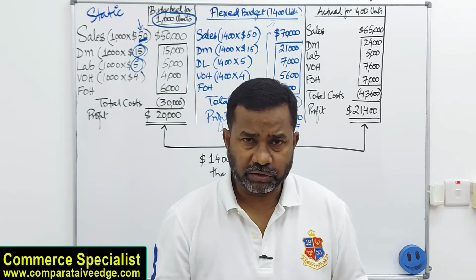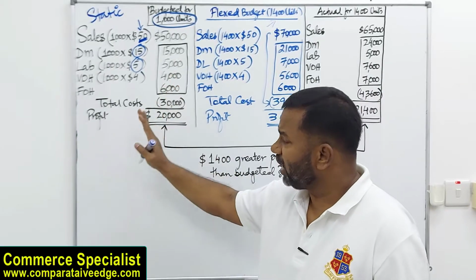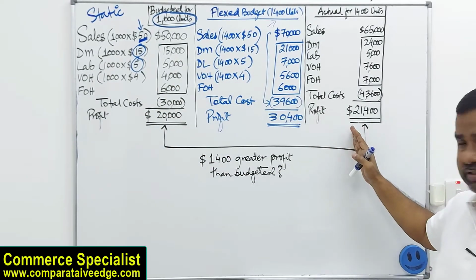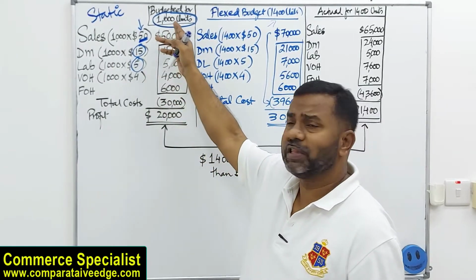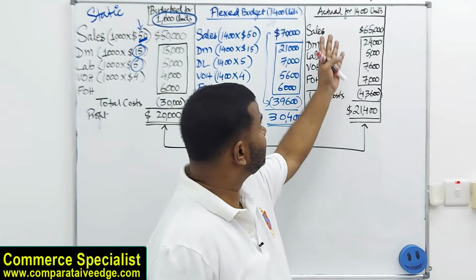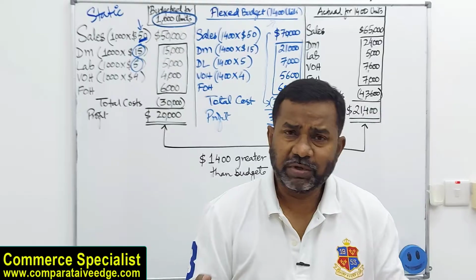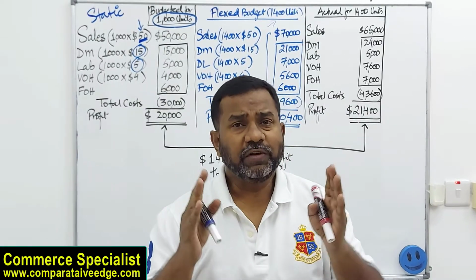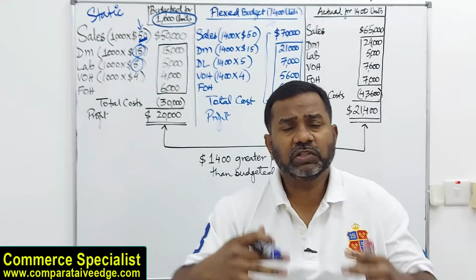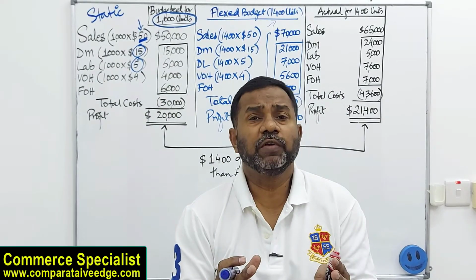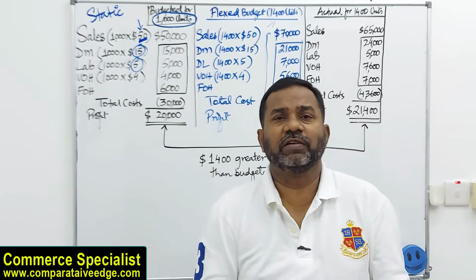Now, concluding the discussion, we are not supposed to compare the static budget with the actual results. Why? Because this static budget is prepared for 1000 units, whereas the actual results which are given to us are for 1400. So there is a mismatch. The budget base is not the same. What we need to do is, looking at the static budget, reconstruct a budget which should be for 1400. So all these amounts are would-be figures.